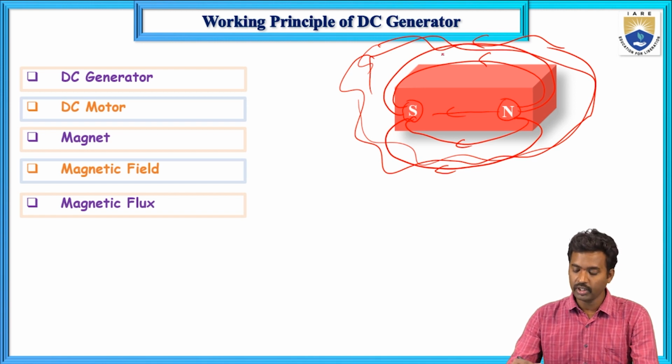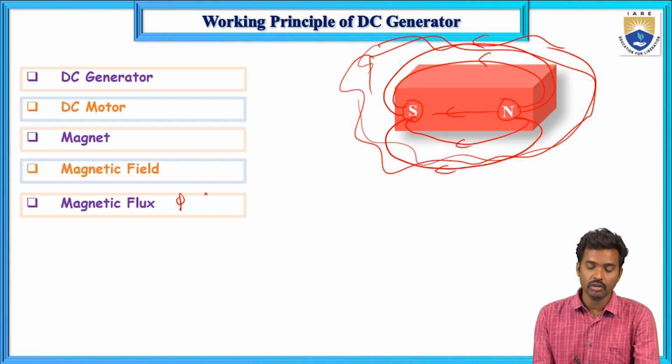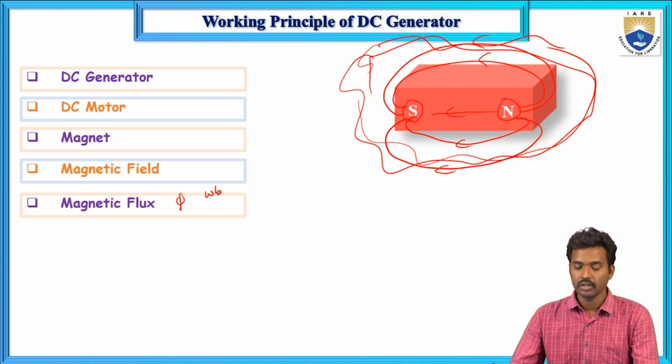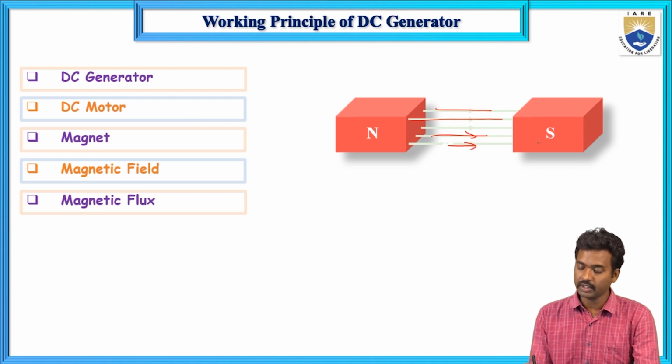So flux is represented with phi, and its unit is Weber. Flux lines always flow from north pole to the south pole. If the strength of the second magnet's south pole is greater than the first magnet's north pole, then they flow from north pole to the south pole.